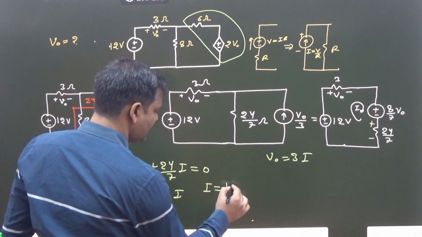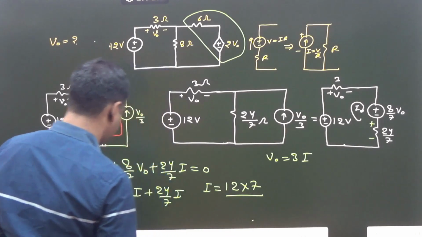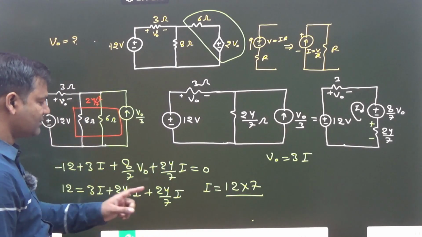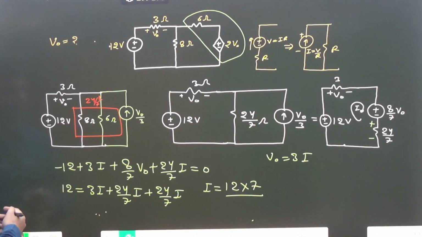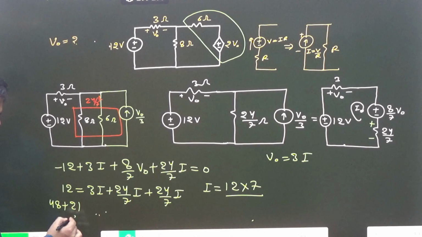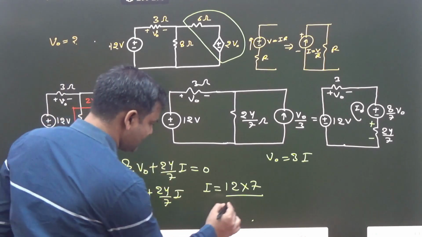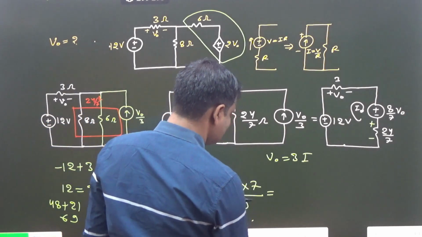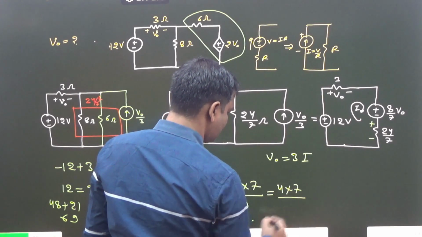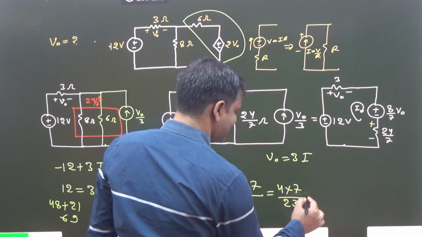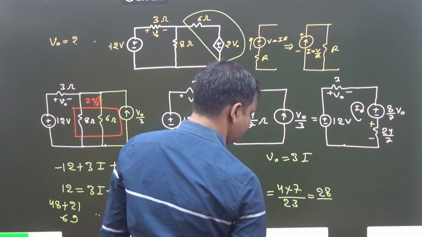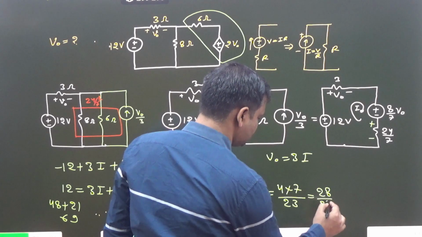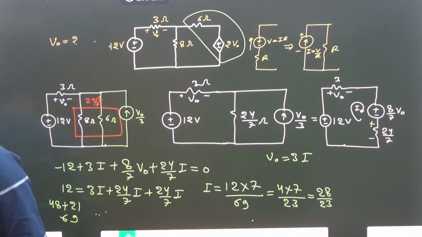12 into 7 divided by 24 plus 24, that is 48. 48 plus 21, that is how much? 69. That is 69. Okay, then how much? 4 into 7, 28 by 23. Then what about that value?